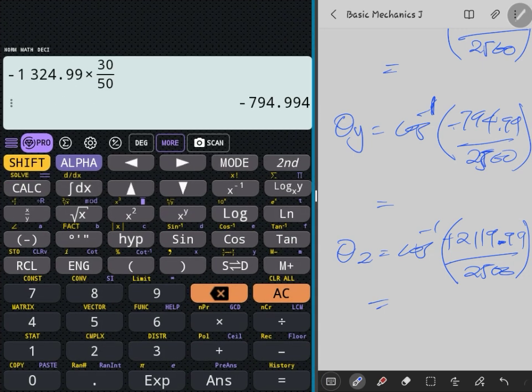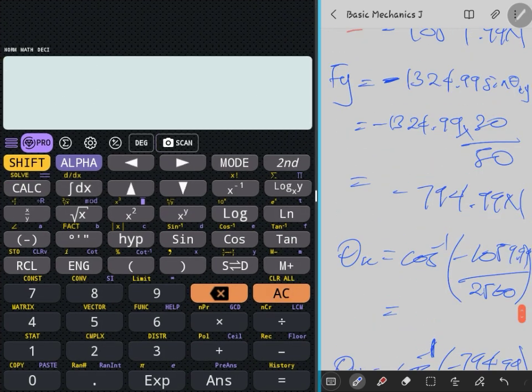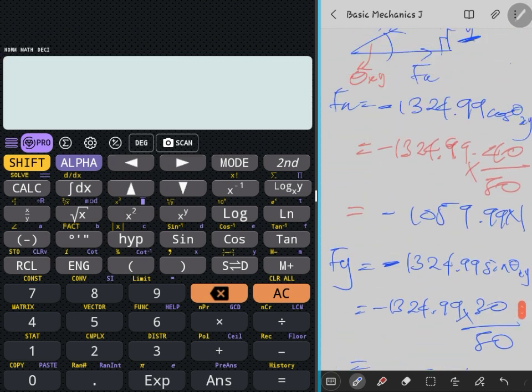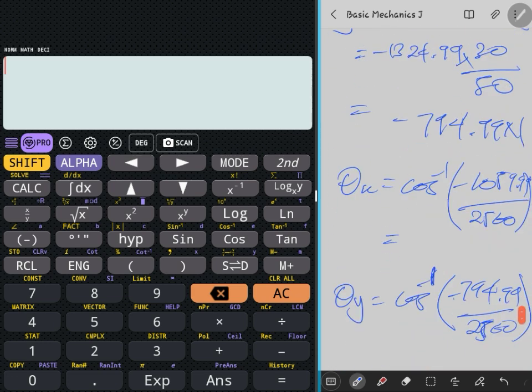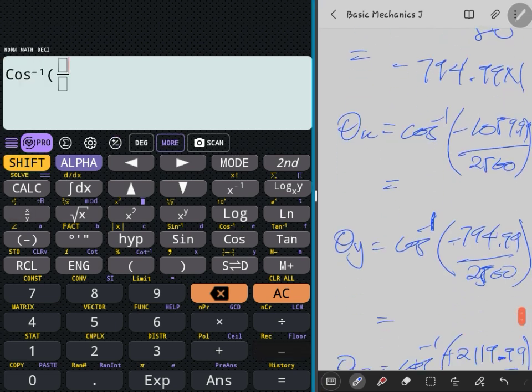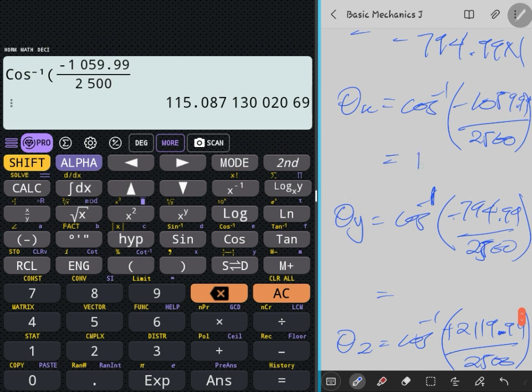I don't know how much I should stress on this, but the signs are very important. The moment you switch a negative for a positive, everything is gone. So let's see. Cos inverse, right? What do we have here? Minus 1059.99, right? You have 2500. So this is what we get: 115.08 degrees, which is around 115 degrees, right?